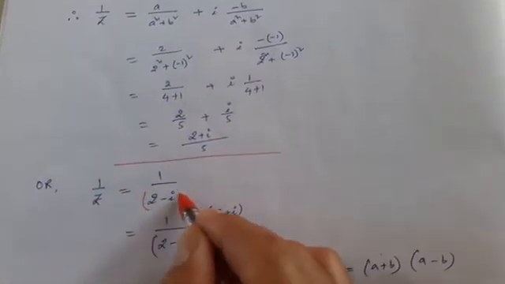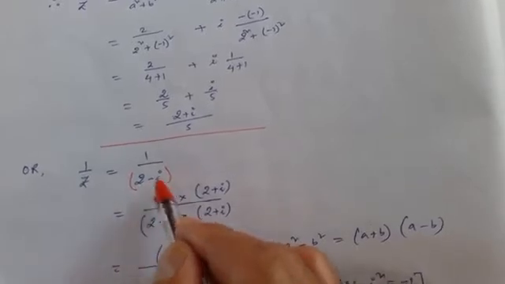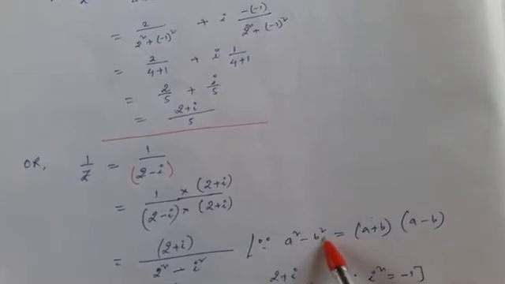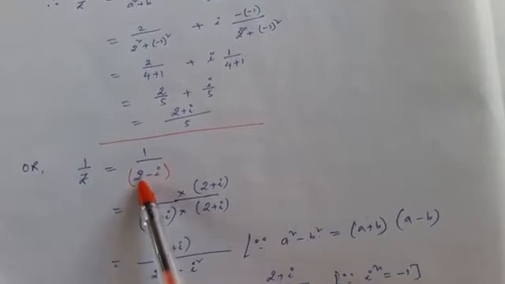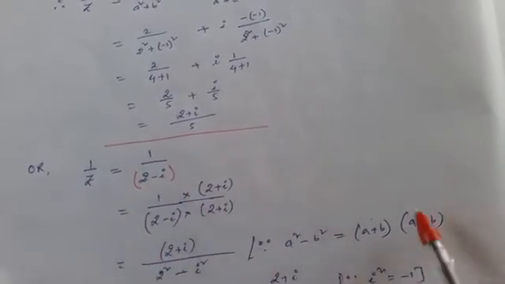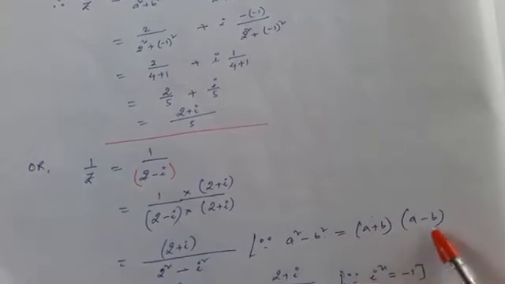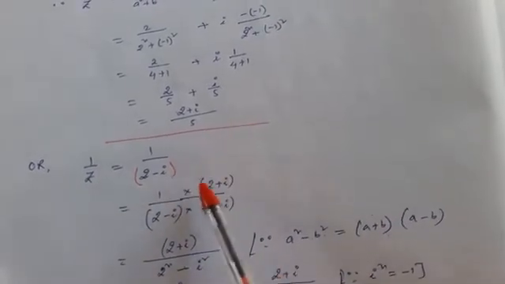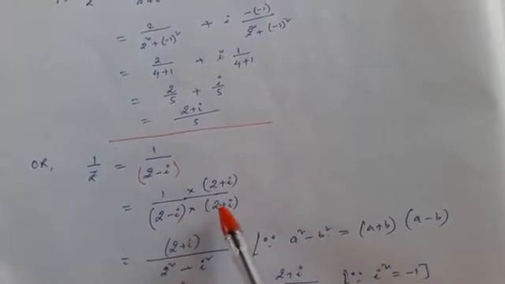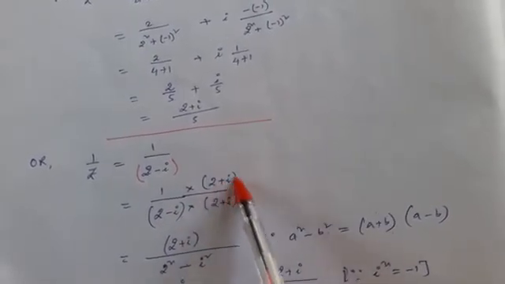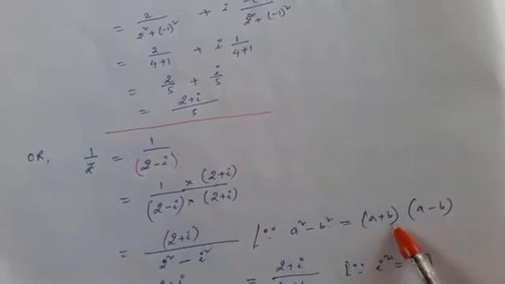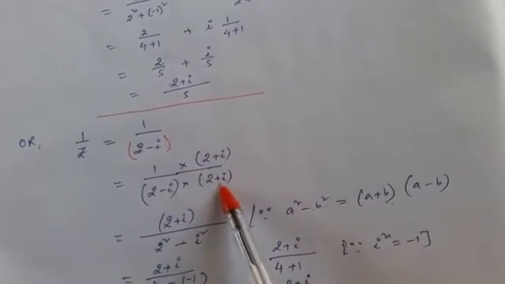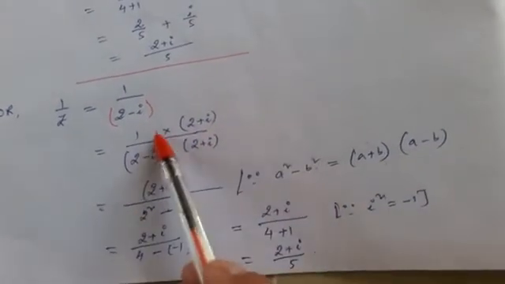See, to apply this formula you must take the given number as a minus b. a plus b times a minus b is a square minus b square. So what is given here is in the form a minus b. If you want to use this formula, a minus b is here. What is lacking? a plus b is lacking here. So the numerator and the denominator will be multiplied by 2 plus i. Why? In order to use this formula. When we multiply the numerator and the denominator by 2 plus i, then we get this value.